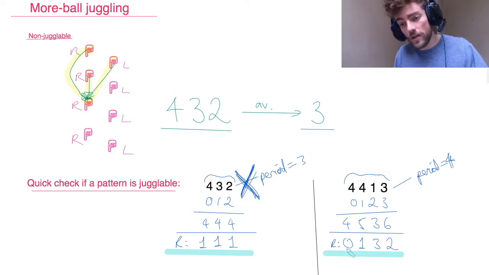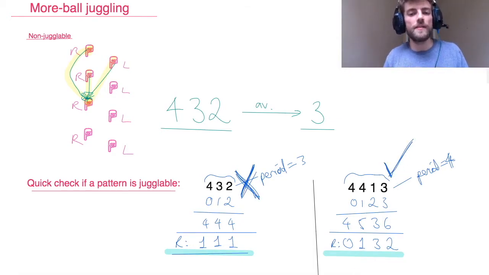Whilst over here, all the numbers are different, therefore the pattern is juggleable. Now in this video, I'm not going to explain exactly why this algorithm works, but if you want a fun mathematical challenge, I recommend that you think about it. Here's a clue to get you started.